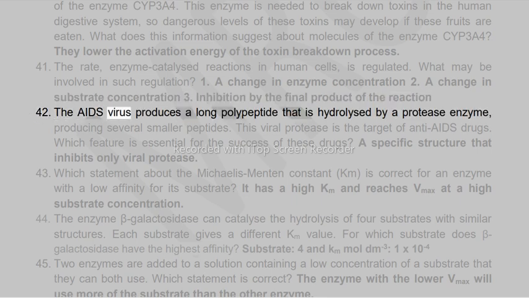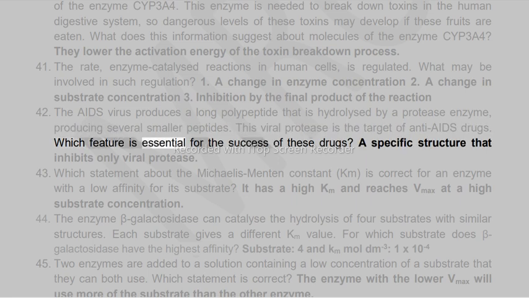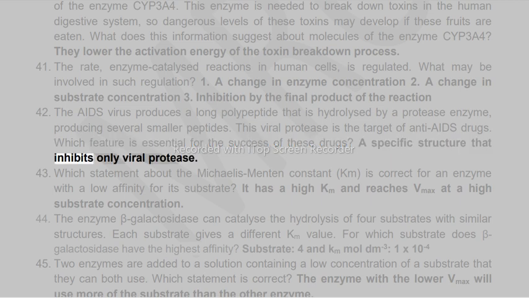42. The AIDS virus produces a long polypeptide that is hydrolyzed by a protease enzyme, producing several smaller peptides. This viral protease is the target of anti-AIDS drugs. Which feature is essential for the success of these drugs? A specific structure that inhibits only viral protease.